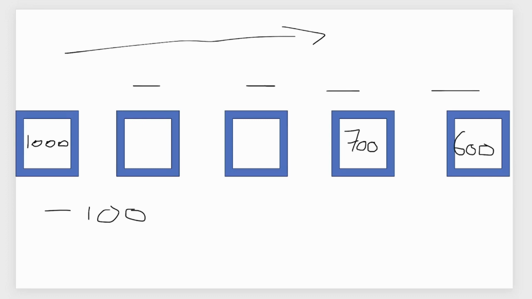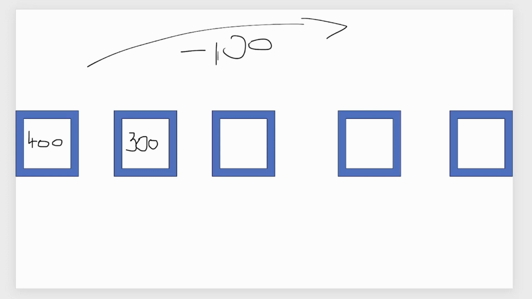So we go from 1,000 minus 100 gives us 900. And if we do the same thing again, minus 100, so 900 minus 100 gives us 800. Then we go from 800 to 700, 700 to 600. So we can see that this is correct. Again, this follows the same pattern. So this time we'll be going down and minusing 100.